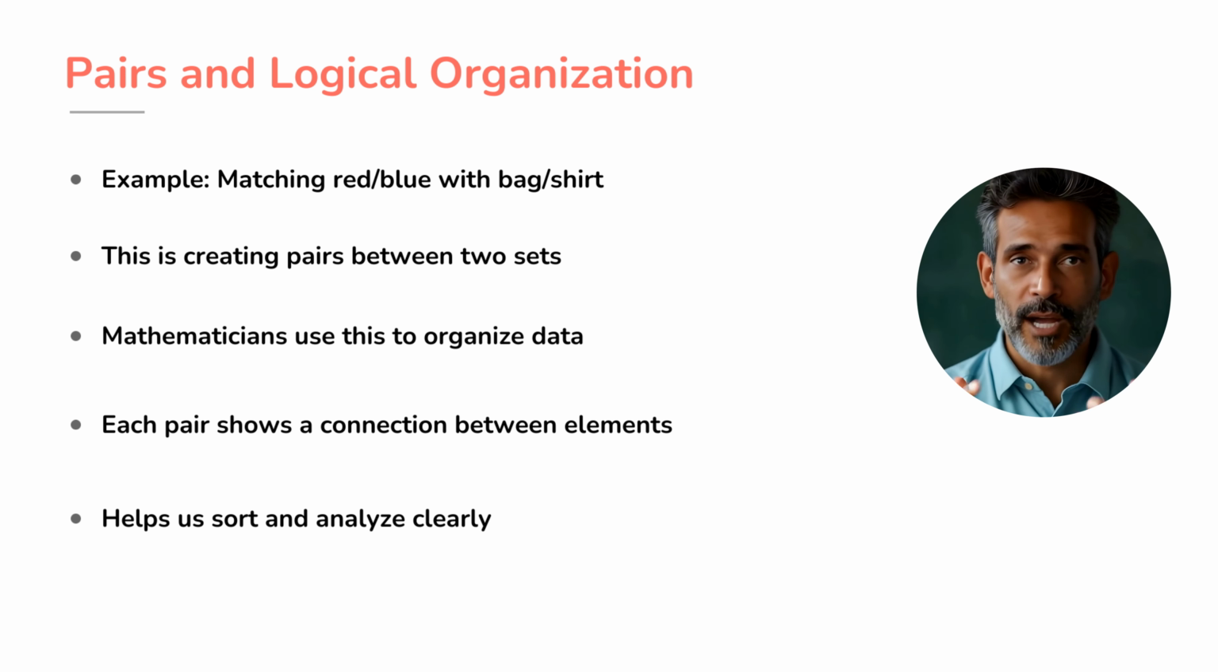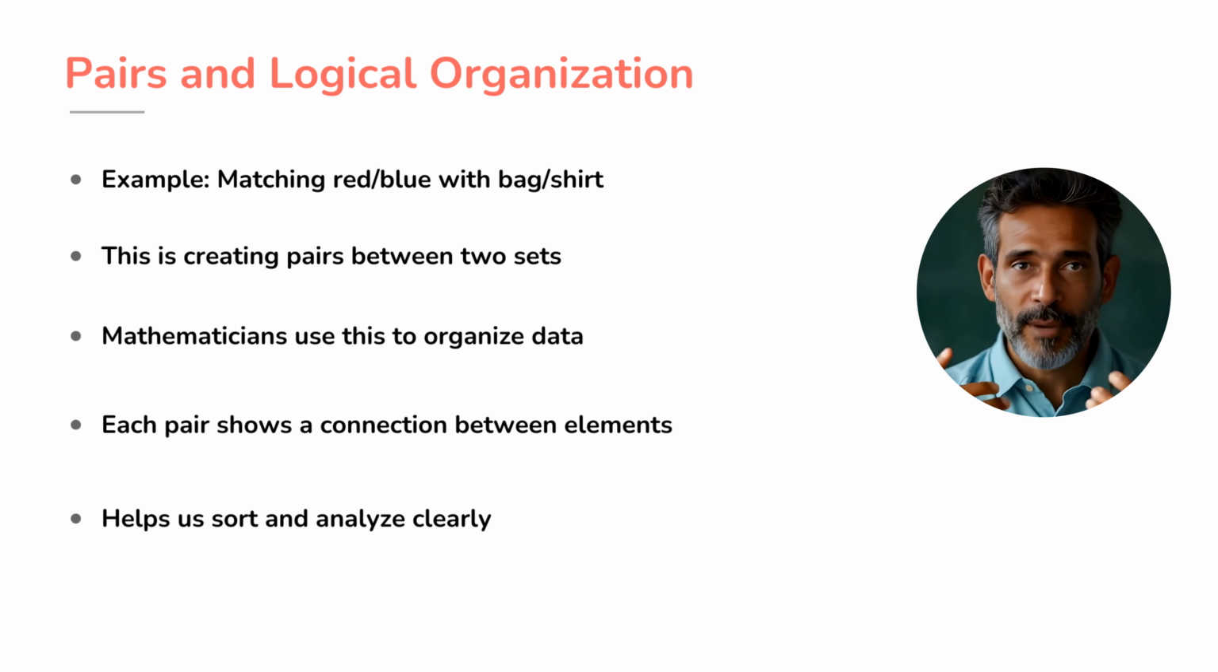Let's bring this idea to life with a simple example you can picture easily. Imagine you work in a clothing store. Your job is to label every product with both a color tag and an item tag. For instance, you might pick up a red bag or a blue shirt. What you're really doing here is creating pairs. You're linking one color from a set of colors to one object from a set of products. This is exactly what mathematicians do when they talk about relations. They look for ways to pair elements from one set to elements in another set, so they can see all the possible connections in an organized way.